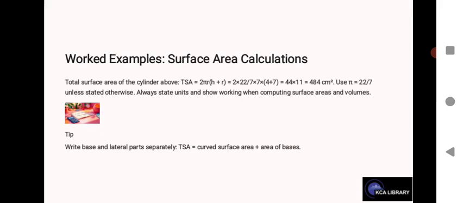So note this: always use π as 22/7 unless it is stated otherwise. Sometimes they will ask you to use 3.143. But if it is not stated, use π as 22/7. And always state units and show working when computing surface areas and volumes.